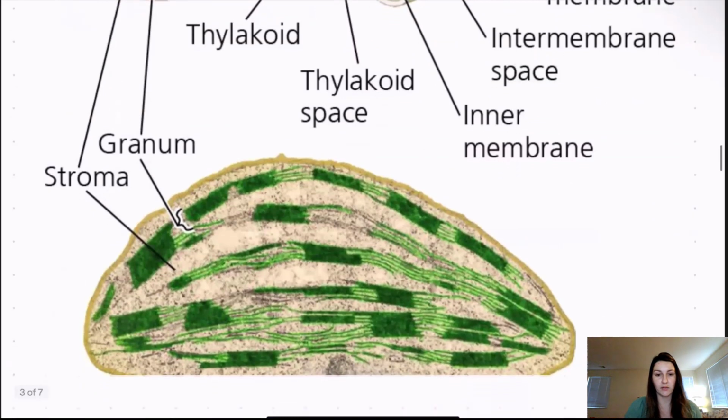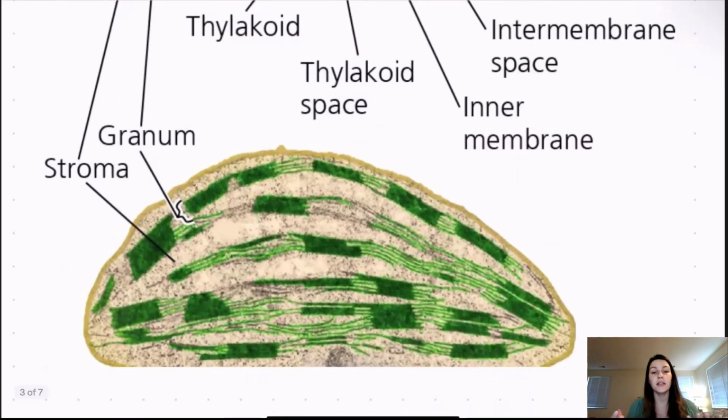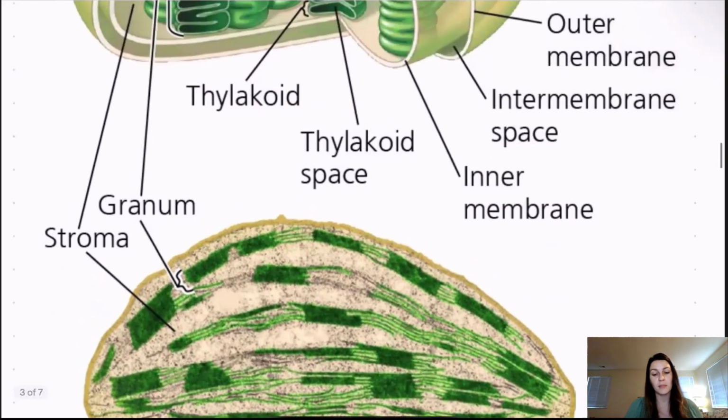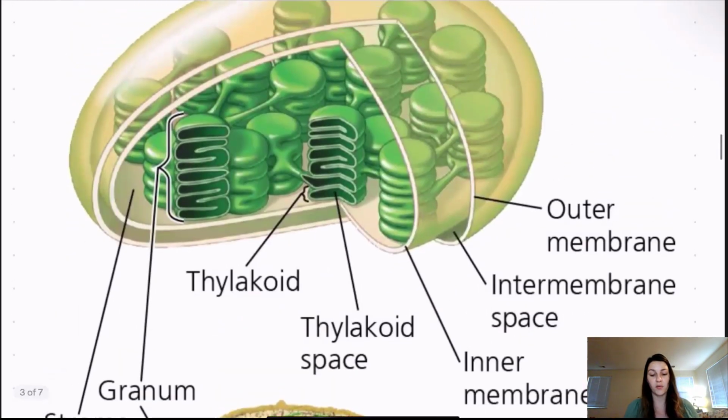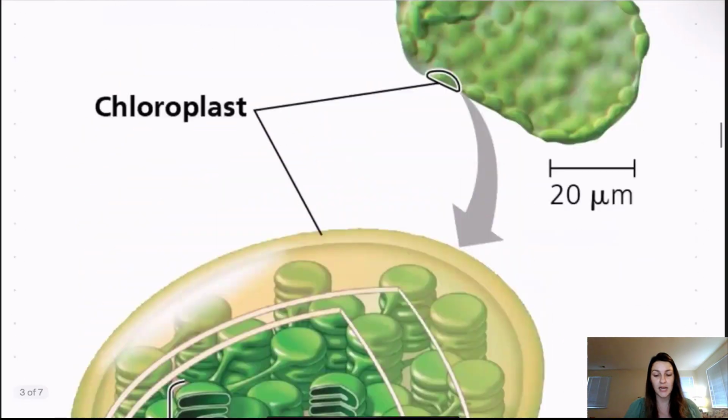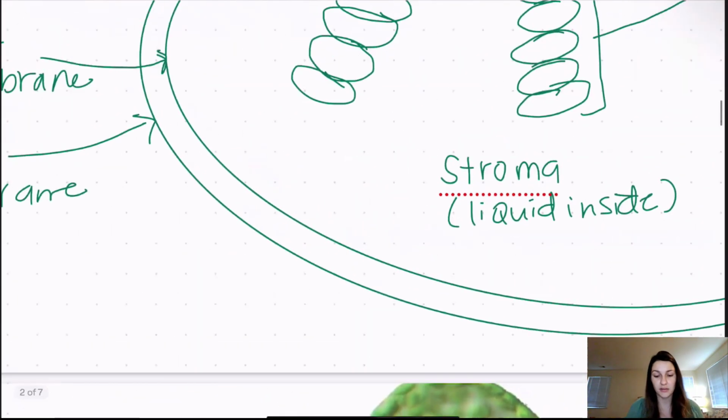And this is what it would look like in a real cell if we've stained for it. And this is appearing green, I should mention. This all appears green because of this really, really important pigment that lives in the thylakoids. Let me show you where that is.